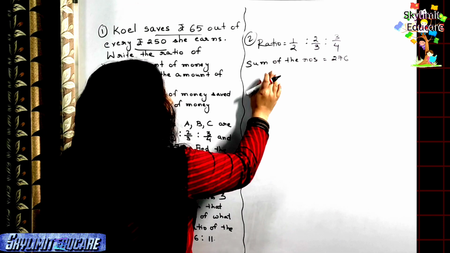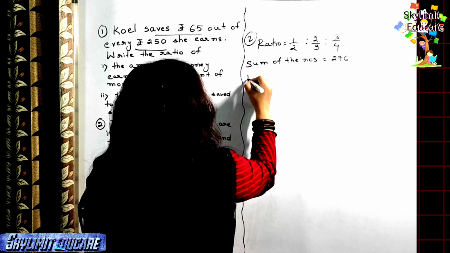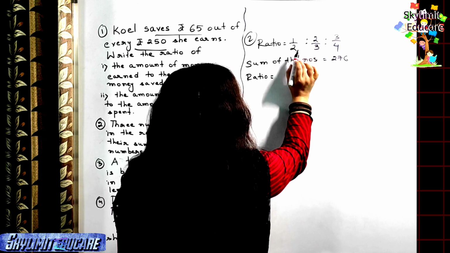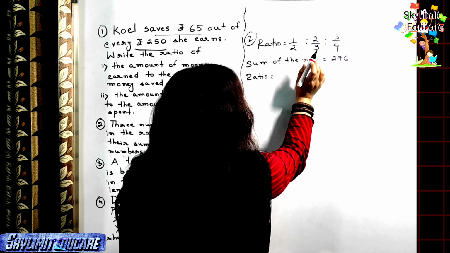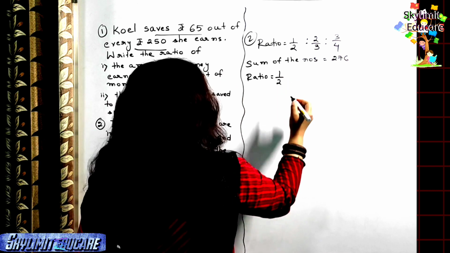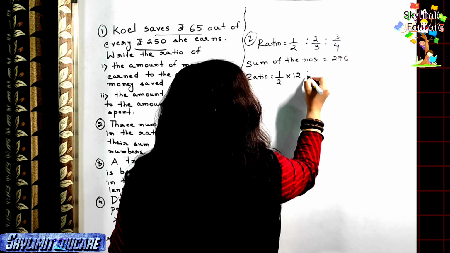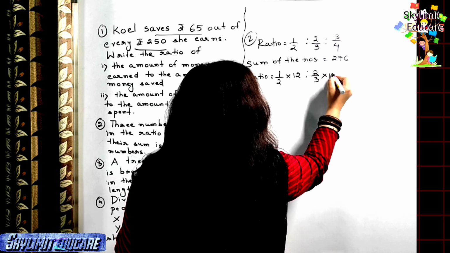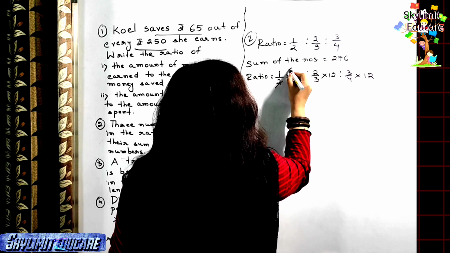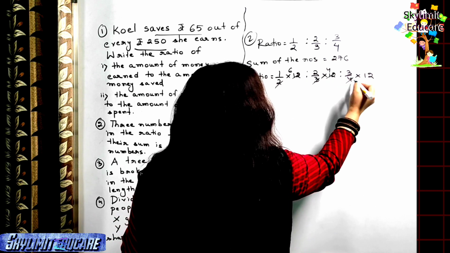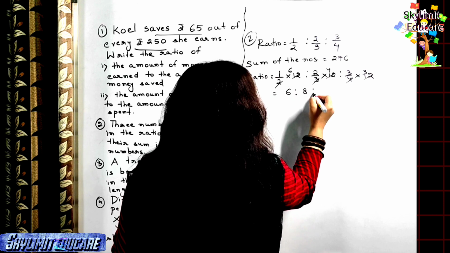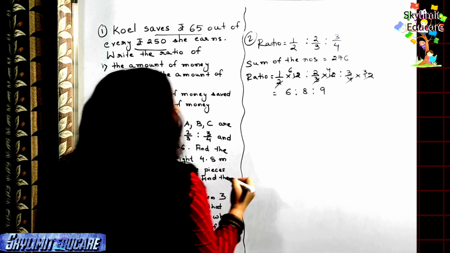So let us find the ratio in the simplest form. How to find the ratio? As I told you, just find the LCM of the denominators. So 2, 3 and 4, obviously the LCM will be 12. Let us multiply each fraction with the LCM: 1 by 2 times 12, 2 by 3 multiplied to 12, 3 by 4 multiplied to 12. 2 6s are 12, 3 4s are 12, 4 3s are 12. So we got here 6 is to 8 is to 9. This is the ratio.